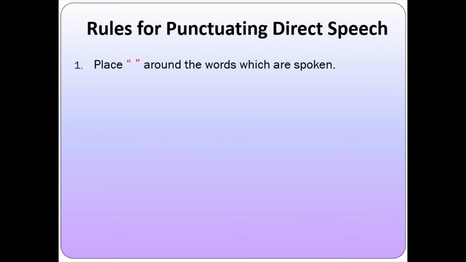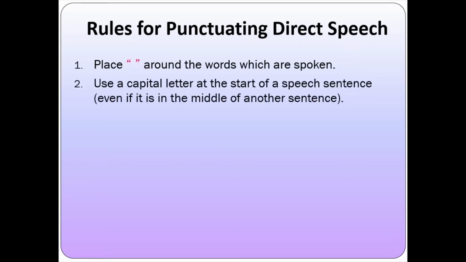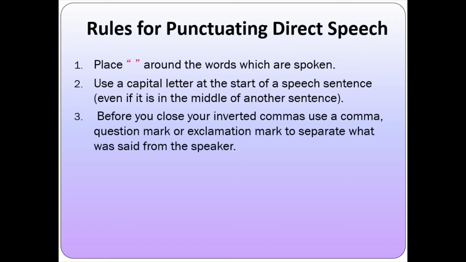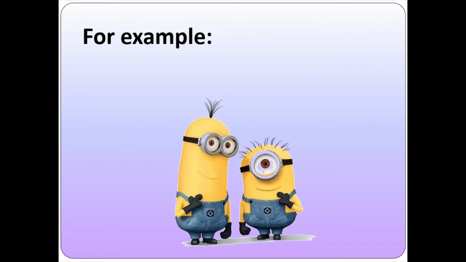So, number one, place the inverted commas around the words that are spoken. Use a capital letter at the start of a speech sentence, even if it is in the middle of another sentence. And we'll come on to that in a second. And before you close your inverted commas, you need to use a comma, a question mark, or an exclamation mark to separate what was said from the speaker. And this is a key one because a lot of us are forgetting this at the moment. If a new person speaks, we must start a new line.